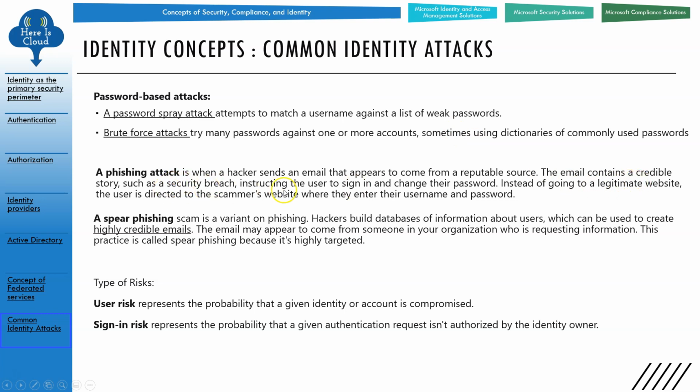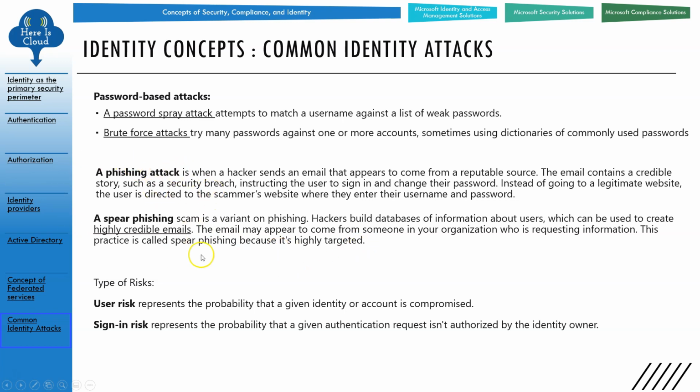a security breach, and it gives an instruction to the user to sign in and change their password. They try to steal our information like that. So that is a phishing attack. A spear phishing scam is a variant of the phishing attack. Here they build a database about the user, which can be used to create a highly credible mail. It can put your name etc. there, so it will seem like it is coming from someone in the organization who is requesting the information. So this practice is called spear phishing because it is highly targeted.